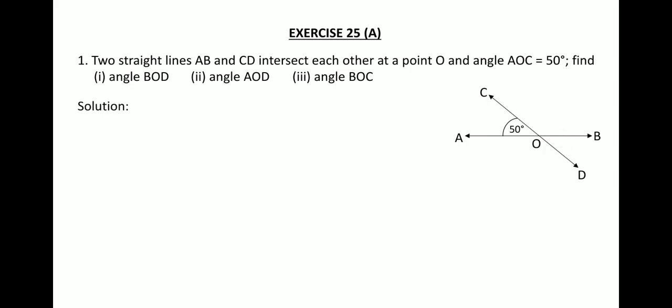Now angle AOC, this angle, and angle BOD are vertically opposite angles. So we can say angle BOD and angle AOC are equal because they are vertically opposite angles. So angle BOD will be equal to the value of angle AOC, which is 50 degrees. So this is the first answer: angle BOD equals 50 degrees.